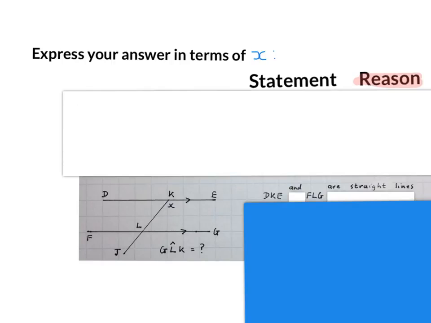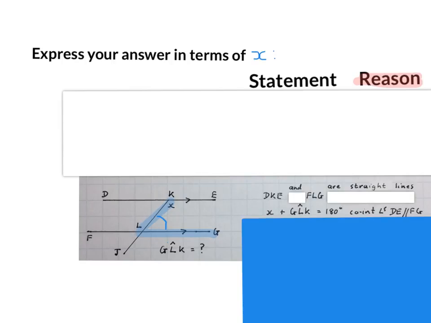Last question for this video. It says express your answer in terms of x. They gave us this picture and they said here work out the size of angle GLK. Put your finger on G, move it to L, move it to K. They want the size of the angle over there. They also said on the side here that DKE and FLG are straight lines. That means all the lines you see here are straight lines.